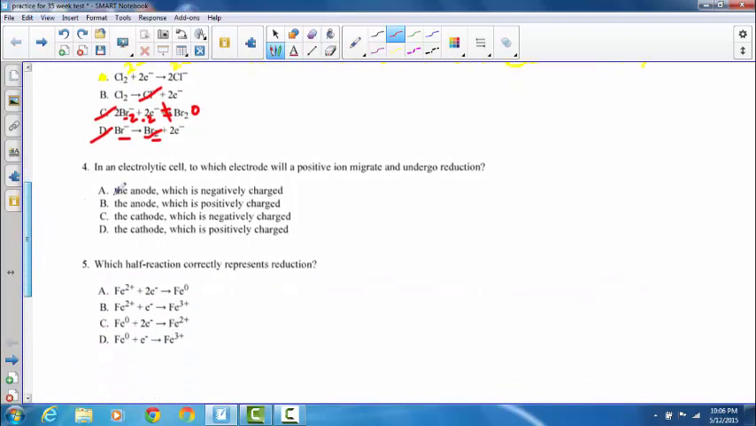The next one, in an electrolytic cell. So when you see that, I want you to remind yourself electrolytic are the ones that require a battery. To which electrode will a positive ion migrate and undergo reduction? So there's a couple ways that you can think about your answer, and you should always think about your answer before you go and look at these choices.